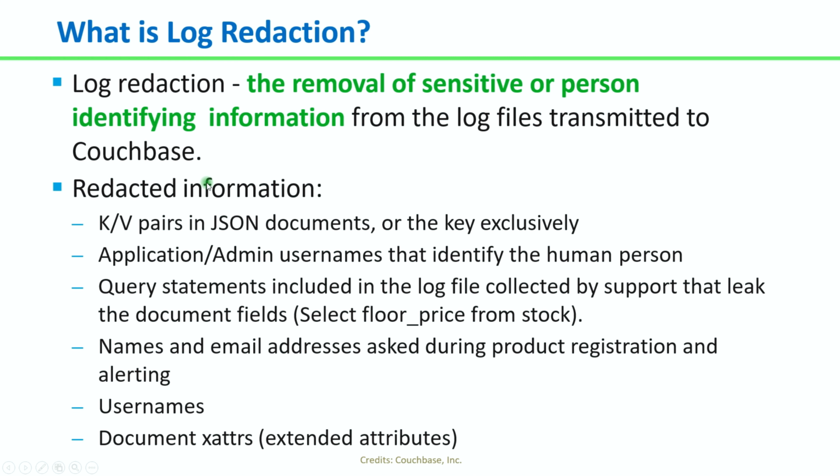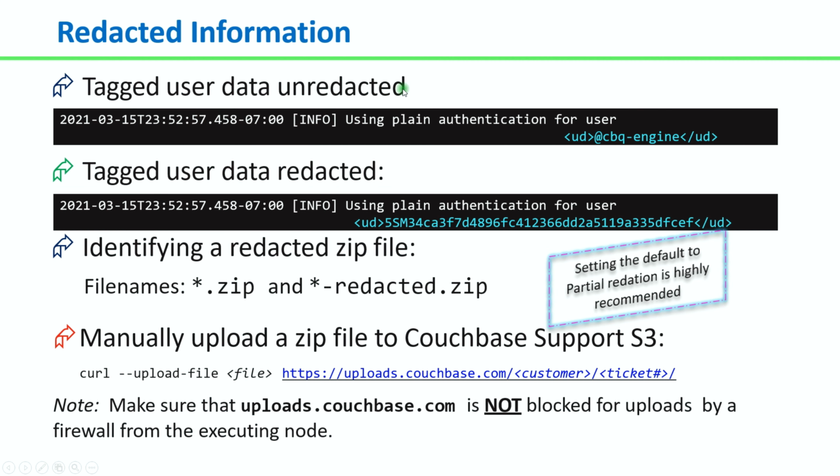What is log redaction? Log redaction is nothing but the removal of sensitive or person-identifying information from the log files transmitted to Couchbase. Below is the redacted information: key-value pairs in JSON documents, application or admin usernames, query statements, names and email addresses, usernames, etc. This is an example of unredacted and redacted data. You can see here, this is in human readable format, this is in encrypted format. You can identify a redacted zip file with the keyword -redacted.zip in the file name. Setting the default value to partial redaction is highly recommended.